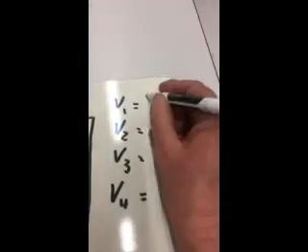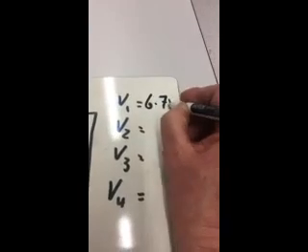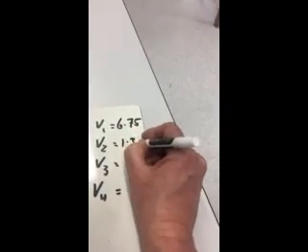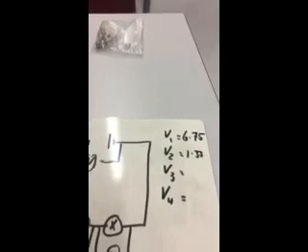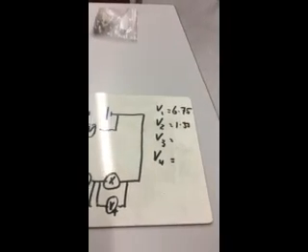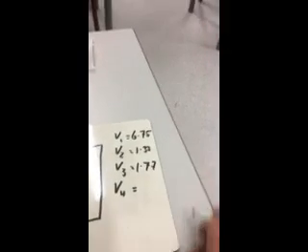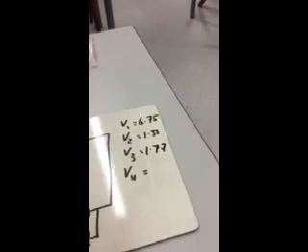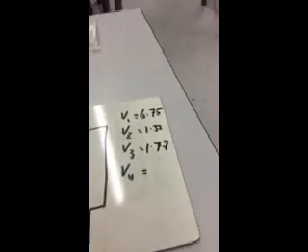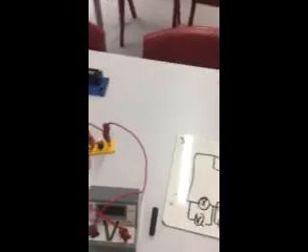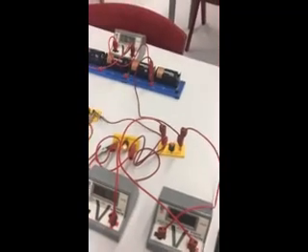V1 is 6.75, V2 is 1.33, V3 is 1.77, and V4 is 1.18. Let's look at the brightness of the bulbs for our observations for a second.